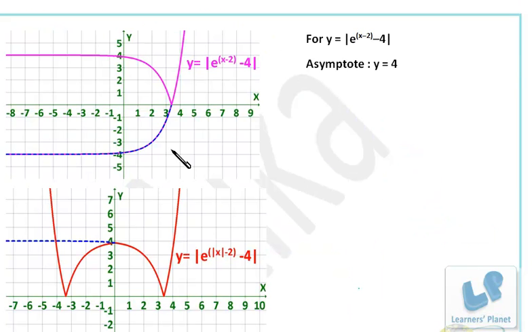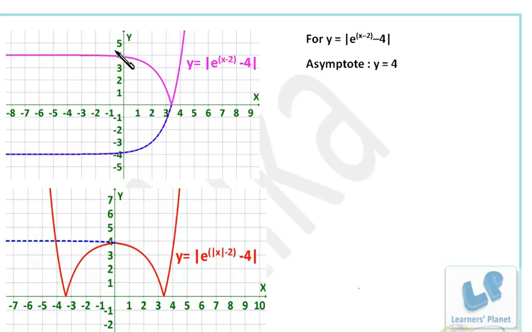That you can see over here. So this complete portion is eliminated. After that we have to take the mirror image of this part, right? We have eliminated this, and you can consider this as a mirror and take the mirror image of this part, right? So modulus of e raised to x minus 2 minus 4, this is this graph.